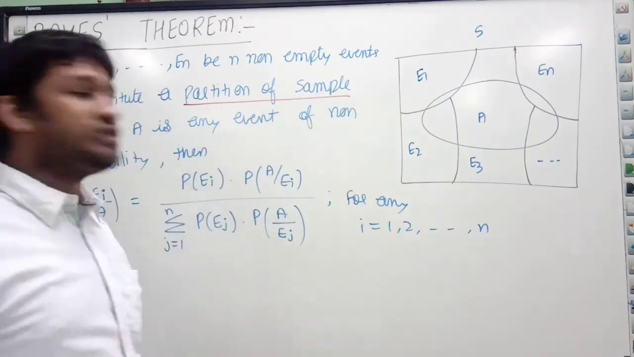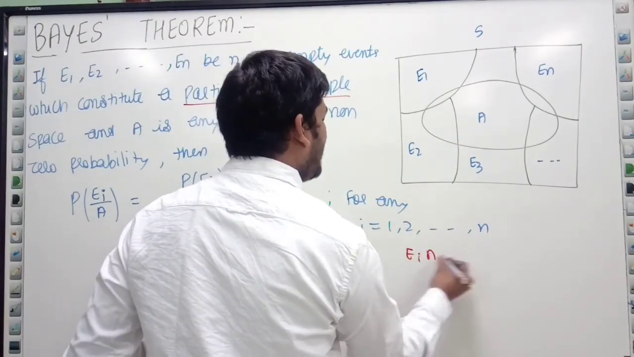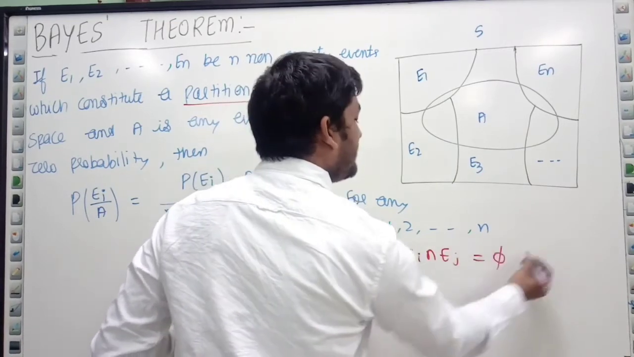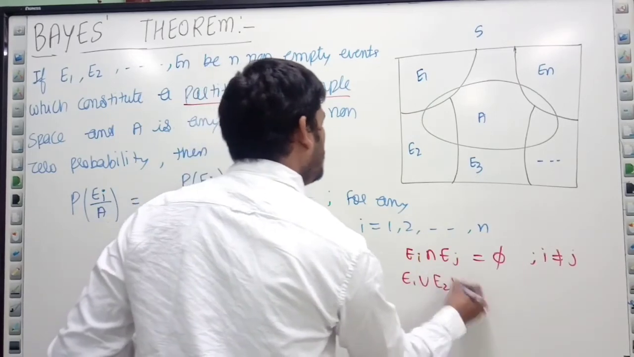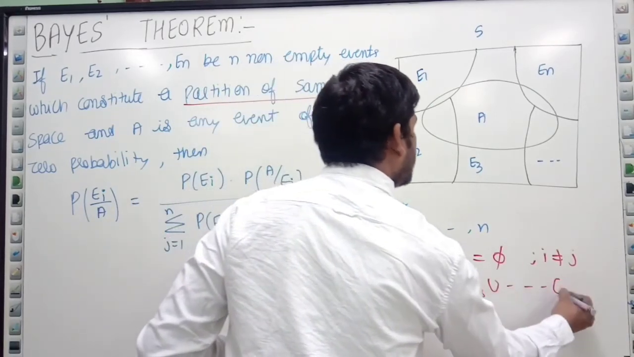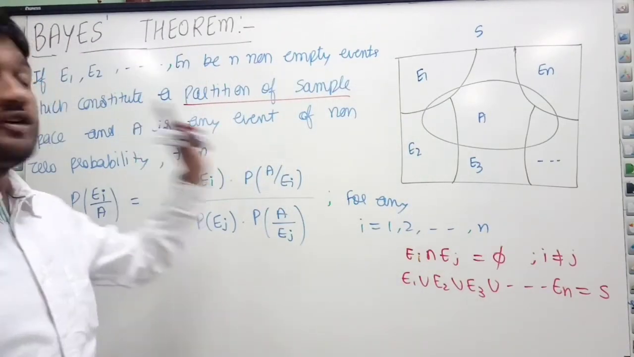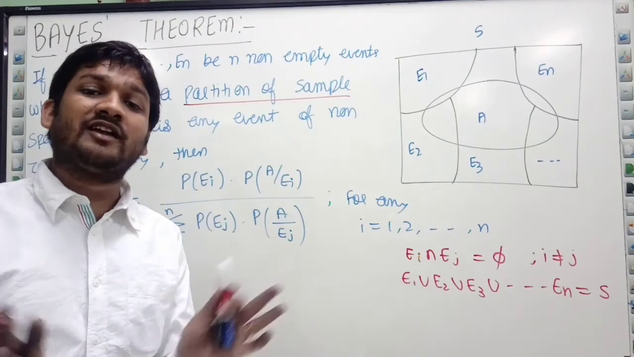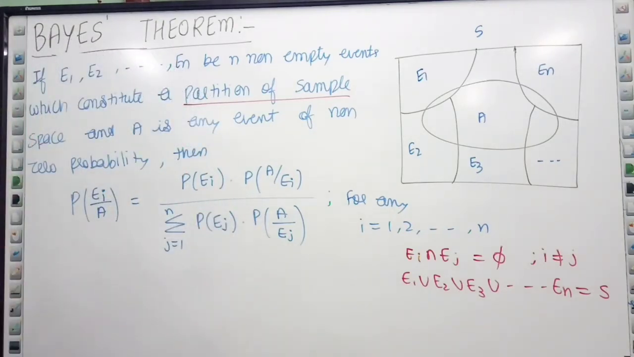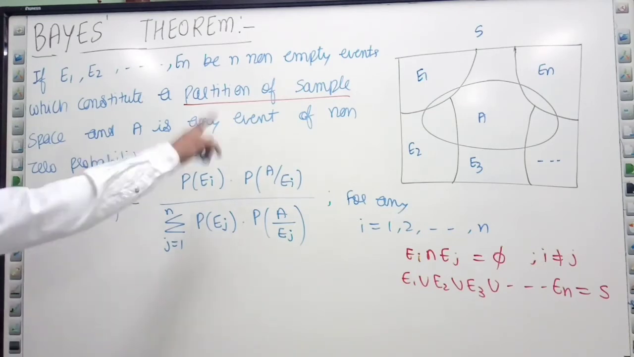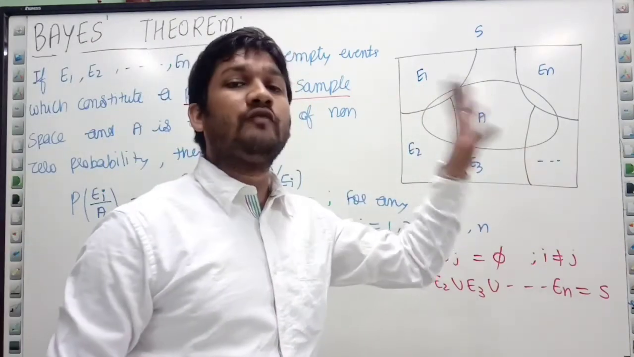When I talk about a partition of the sample space, that simply means that the intersection between any two events is phi, where i is not equal to j, and E1 union E2 union E3 union ... union En is equal to the sample space. Partition of sample space means these events are mutually exclusive and exhaustive, and have non-zero probabilities. Now let A be any event of non-zero probability.